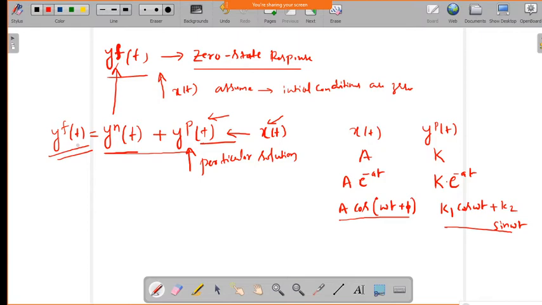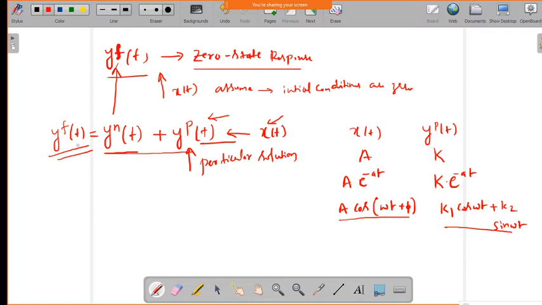Take this differential equation and solve for the forced response, that is y f of t. The equation is dy of t by dt plus 10 into y of t, which is equal to 2 into x of t, where the input x of t is equal to u of t. So take 2 into u of t. This is the input which is given. Now we need to find the forced response of this system.